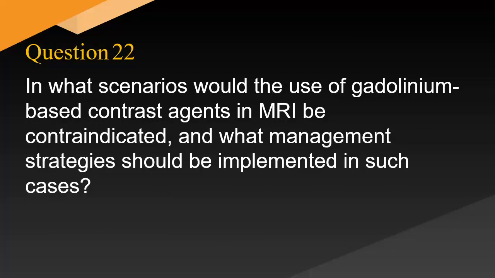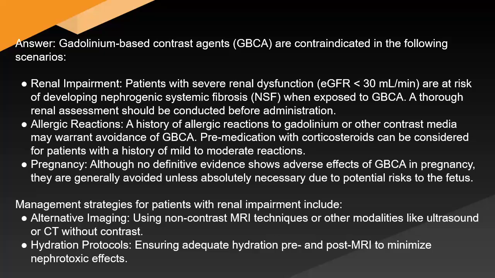In what scenarios would the use of gadolinium-based contrast agents in MRI be contraindicated, and what management strategies should be implemented in such cases? Answer: gadolinium-based contrast agents (GBCA) are contraindicated in the following scenarios: renal impairment. Patients with severe renal dysfunction, eGFR below 30 ml/min, are at risk of developing nephrogenic systemic fibrosis (NSF) when exposed to GBCA. A thorough renal assessment should be conducted before administration.